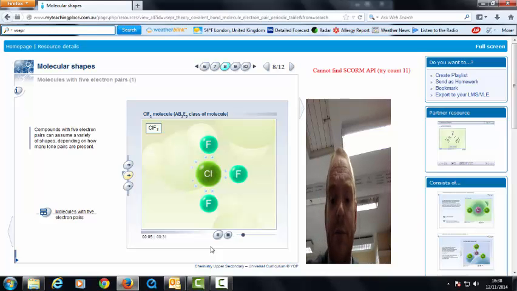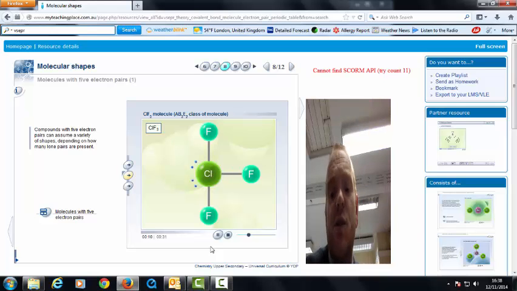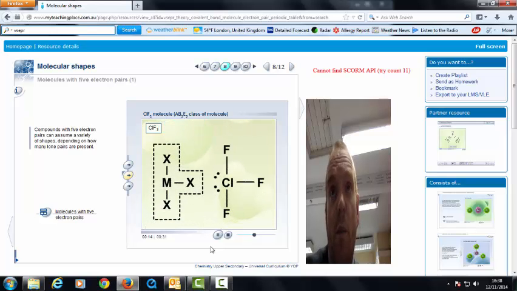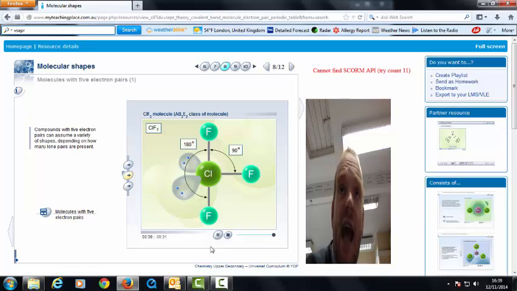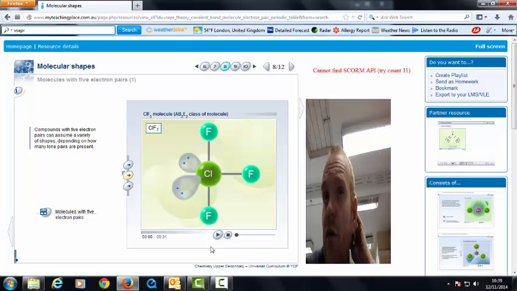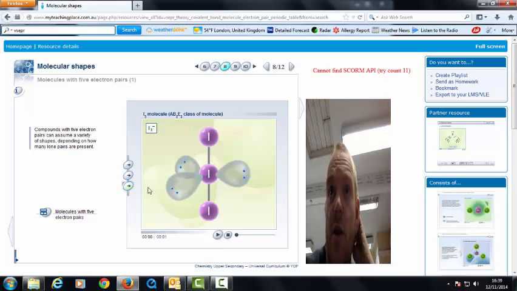ClF3 is another example. So this molecule is T-shaped. So we'd expect it to be trigonal bipyramidal with the 5 electron pairs. However, the 2 lone pairs take up 2 of the positions, which gives it its T shape. Okay, with a bond angle of 90 degrees because the fluorine atoms are in the same plane, and there's a second bond angle of 180 degrees between the linear fluorine atoms that are joined to my chlorine.